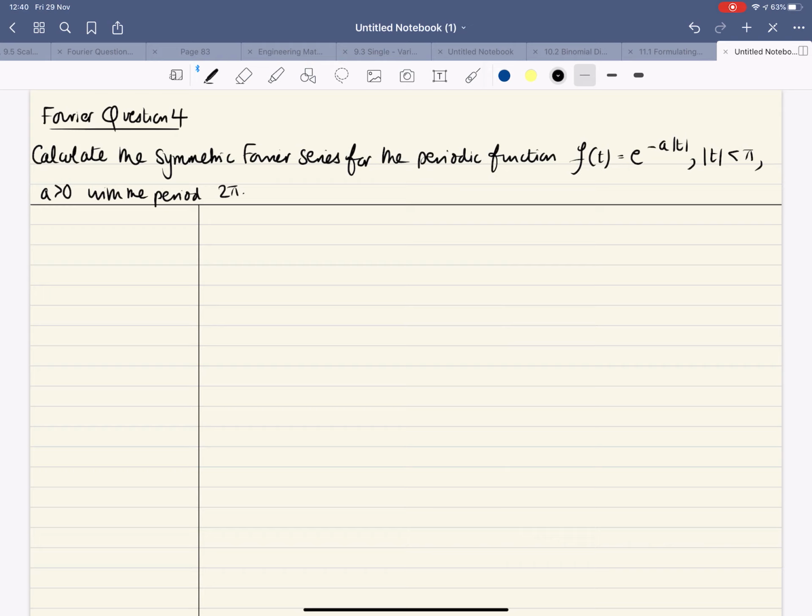So, first of all, we have Cn is 1 over 2 pi, integral from minus pi to pi, e to the minus a mod t, e to the minus j nt dt. So this was like in question 3. The Cn is 1 over 2 pi, there's the function, and it's multiplied by e to the minus j nt, and it's the integral, and it's dt.